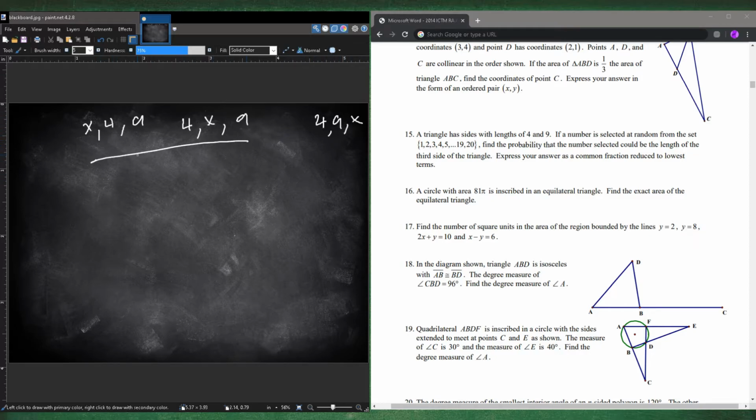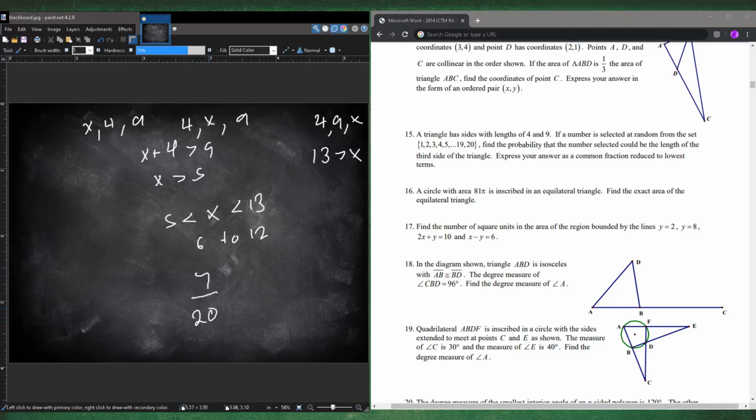So in both of these cases, x and 4 are the smallest. So x plus 4 has to be greater than 9, so x has to be greater than 5. In this case, 13 has to be greater than x. That means x has to be between 5 and 13. So x can only be from 6 to 12. So how many numbers are that? 6, 7, 8, 9, 10, 11, 12. That's 7 numbers out of 20, right? So the answer for 15 is 7 out of 20.